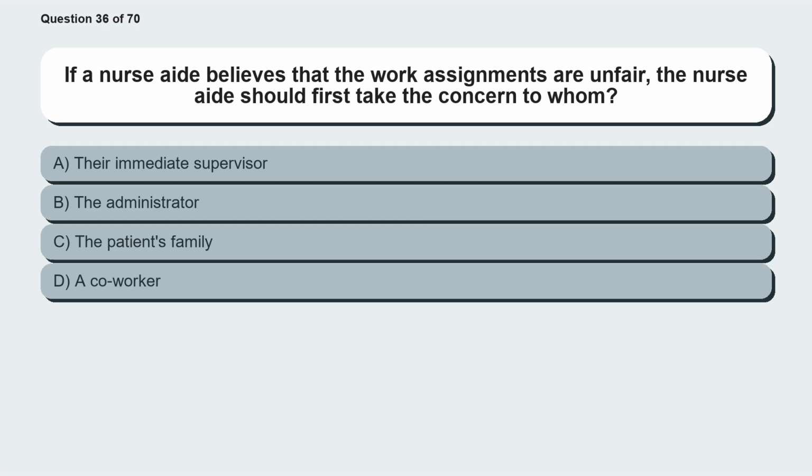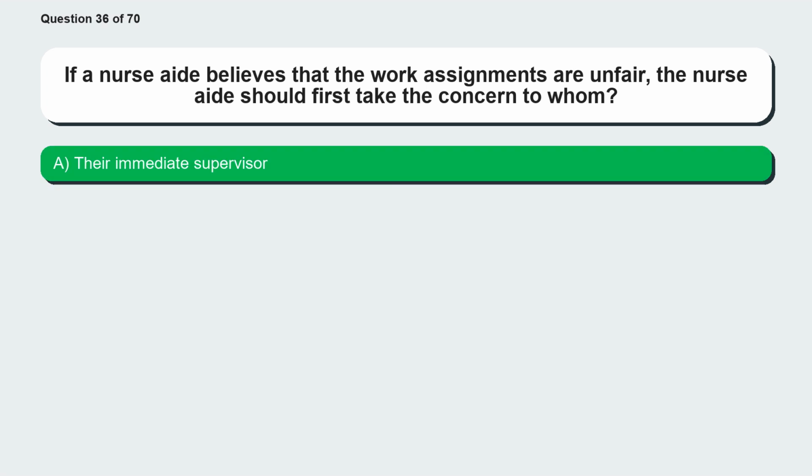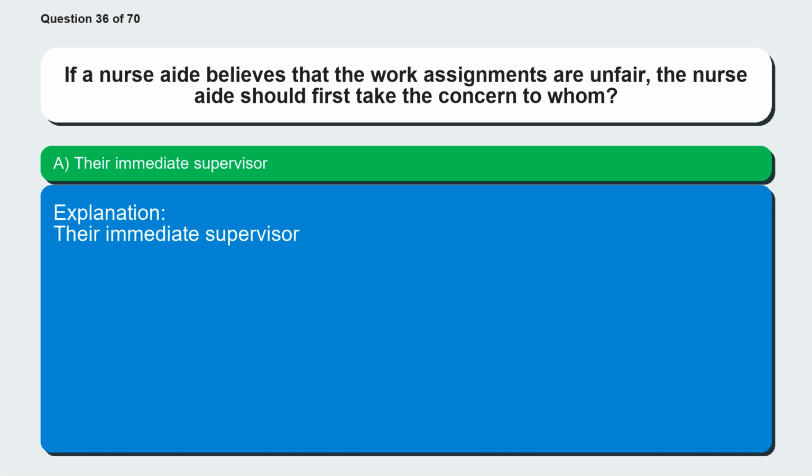Question 36. If a nurse aide believes that the work assignments are unfair, the nurse aide should first take the concern to whom? Option A, their immediate supervisor. Option B, the administrator. Option C, the patient's family. Option D, a coworker. The correct answer is option A, their immediate supervisor.